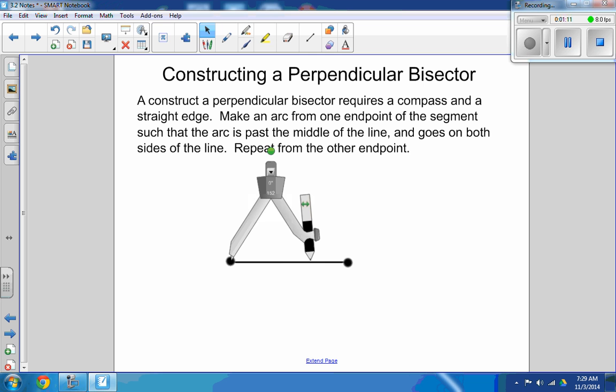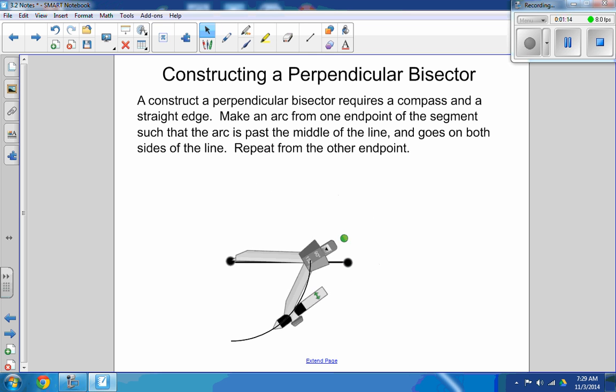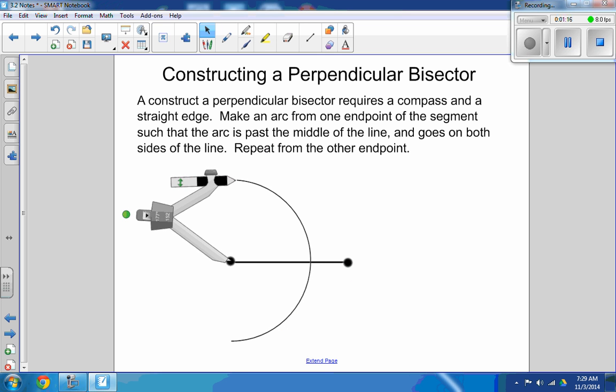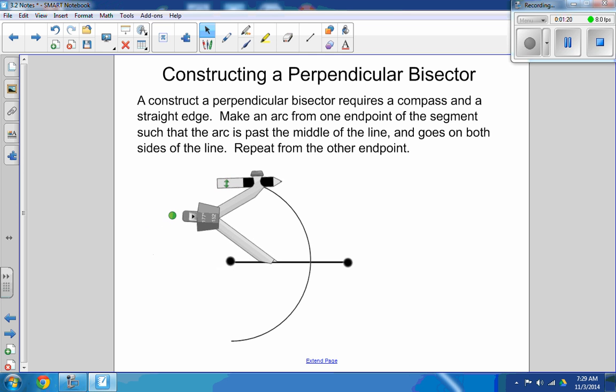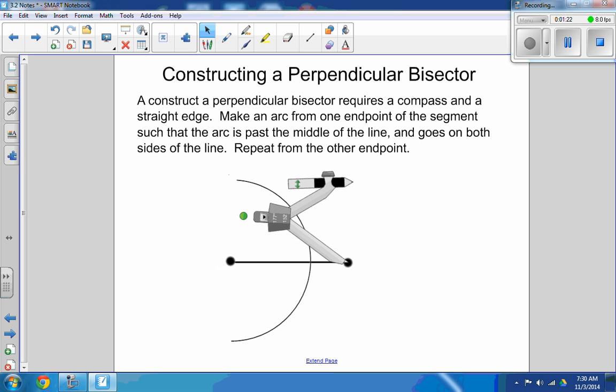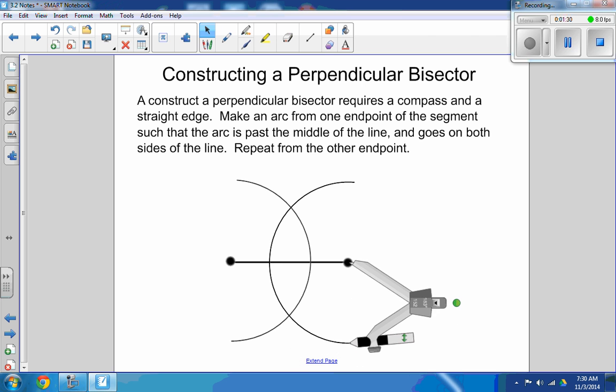And what I'm going to do is create an arc above and below the line. I'm then going to repeat this process at the other side. Now I'm not going to adjust the length of my compass. It's already set where I want it to be. And so I'm going to do the same thing. I'm going to create an arc above and below.